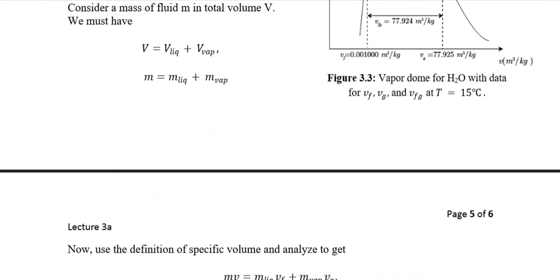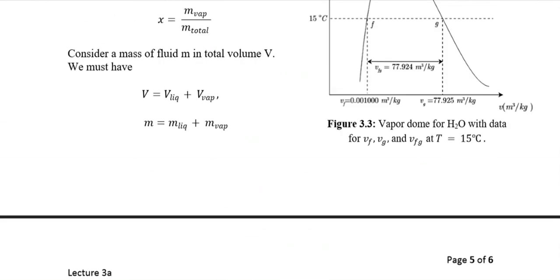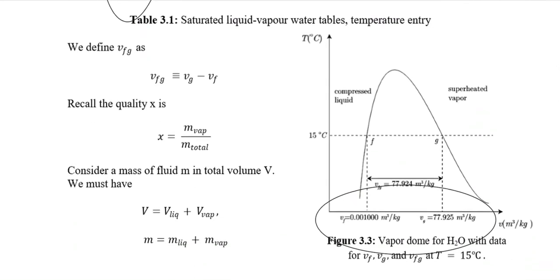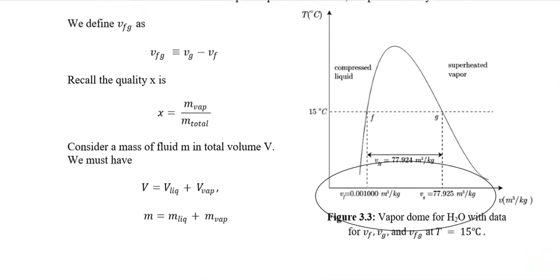Similarly, it will be for the pressure as well. But before going towards that, I will explain a little bit over here in my example. Now we define Vfg as approximately equal to Vg minus Vf. It is what we call the volume of evaporation. Vfg is the volume of evaporation.